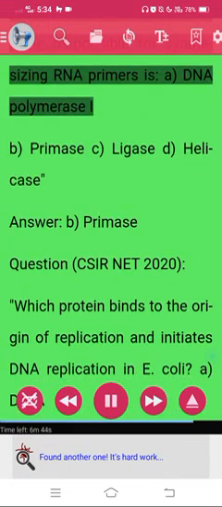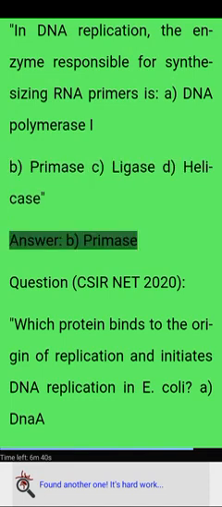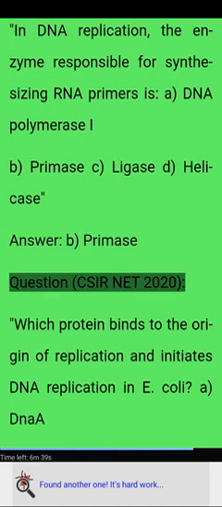Question, CSIR NET 2021. In DNA replication, the enzyme responsible for synthesizing RNA primers is: A. DNA polymerase I, B. Primase, C. Ligase, D. Helicase. Answer, B. Primase.